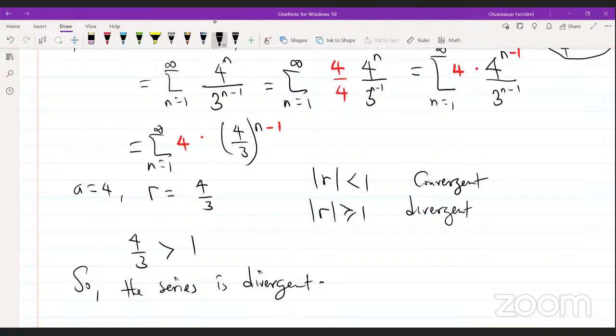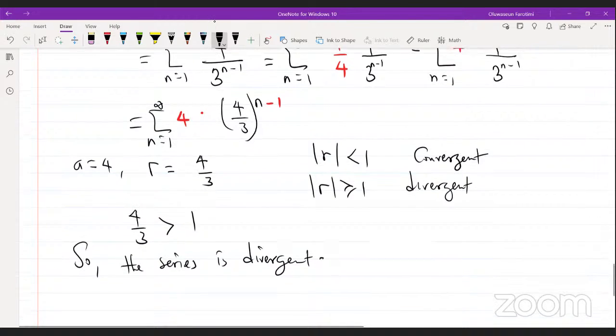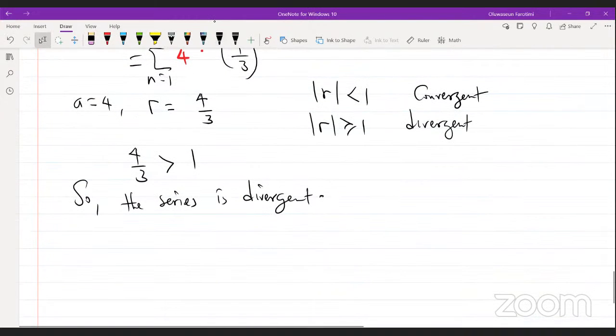Okay, so at the level of geometric series, what happens? You want to make sure it looks like one of those forms. If it looks like one of those forms, then you can just apply a formula. Okay. And let's move on. Let's do one more example.